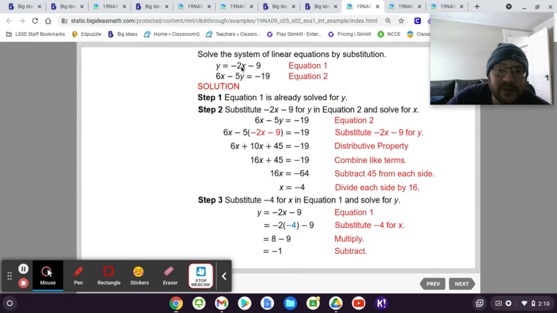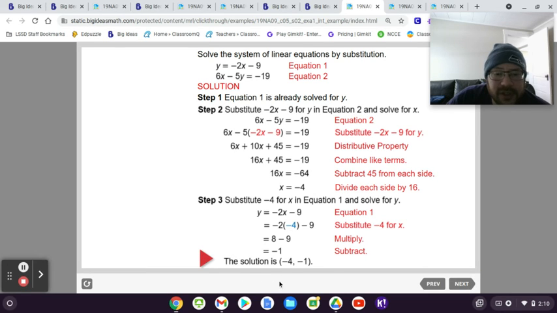So if you plug in negative 4 for x here, you solve it for y and you get y equals negative 1. Okay, you should also plug it in here and solve it and prove that y equals negative 1. So your solution is x is negative 4, y is negative 1, which you can write as an ordered pair or write it out. Okay.